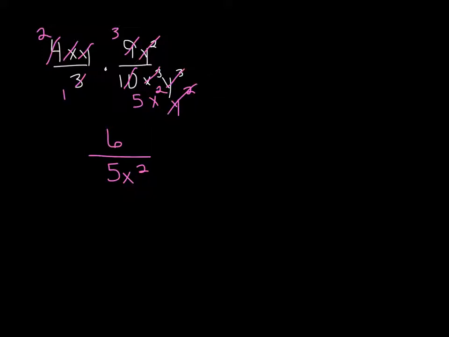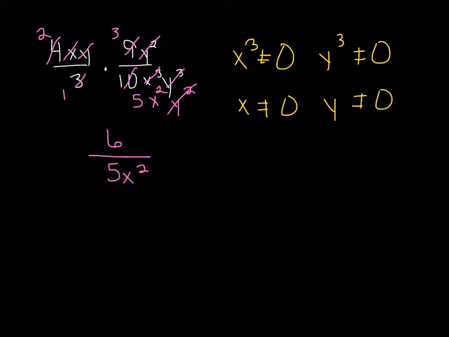Now we need to look at the original fractions to find our excluded values. The fraction on the left didn't have any variables, so it doesn't have any. The one on the right, we have an x cubed that cannot equal 0, and a y cubed that cannot equal 0. And the cube root of 0 is still 0. So 6 over 5x squared, x cannot equal 0, and y cannot equal 0.